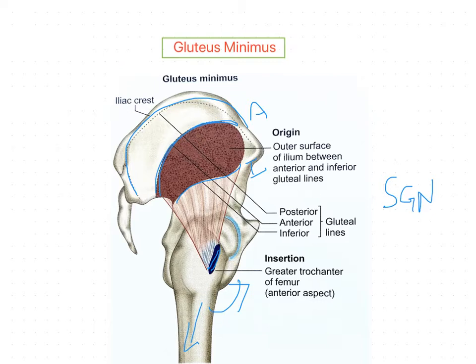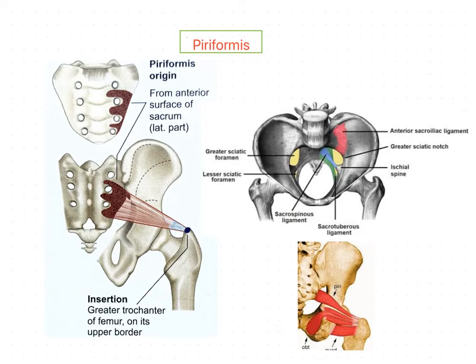Now we will see the origin and insertion of the piriformis muscle. Yes, piriformis. But here, one interesting thing before piriformis: I want to explain again the ligaments, that is the sacrospinous ligament and the sacrotuberous ligament.